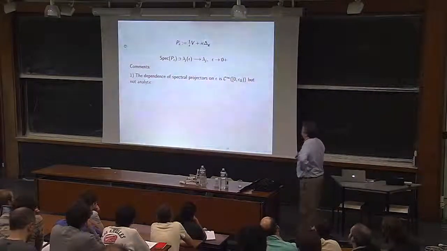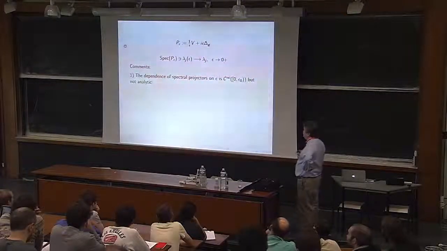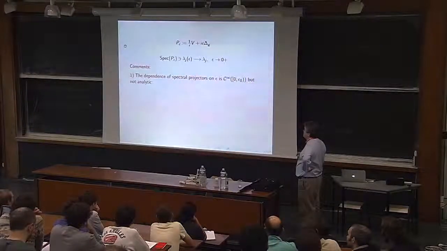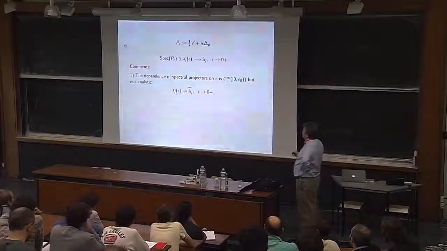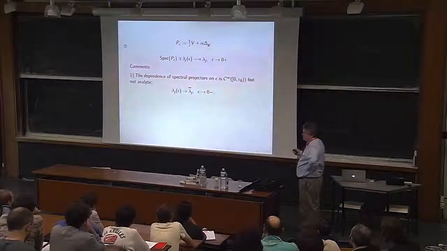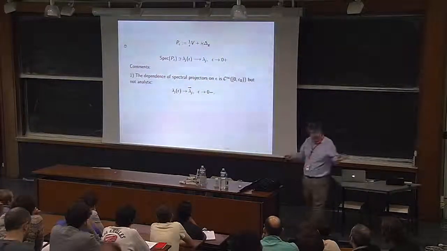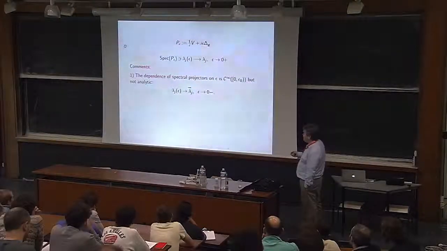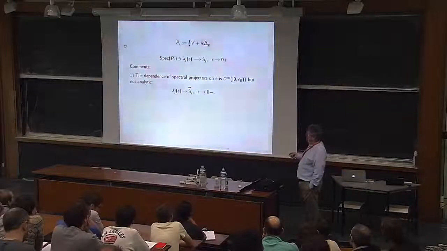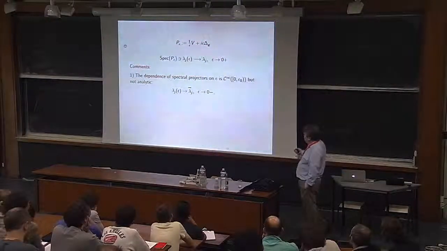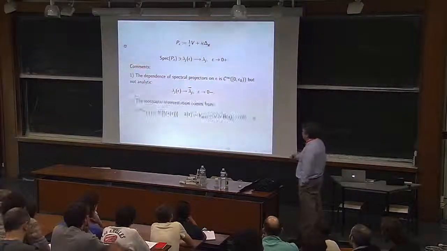Now, the dependence of the spectral projections on epsilon is smooth, but it is not analytic. So it's smooth up to 0, but it's not analytic. Because you see, if I switch the sign of epsilon, this operator is still perfectly Fredholm, but the limit is very different. The limit is, in fact, the complex conjugate of the lambda j's. So the dependence is not analytic.